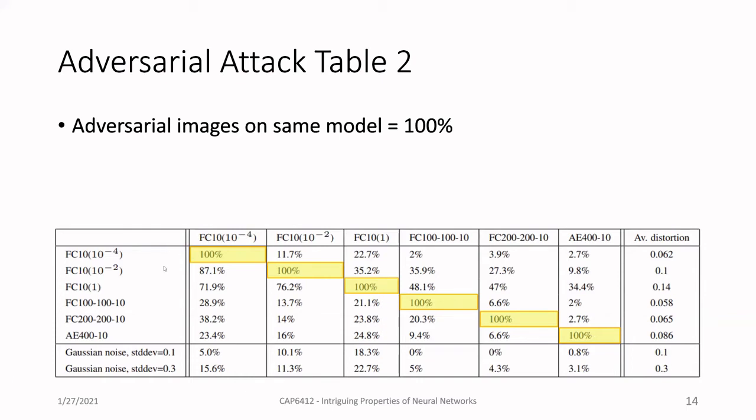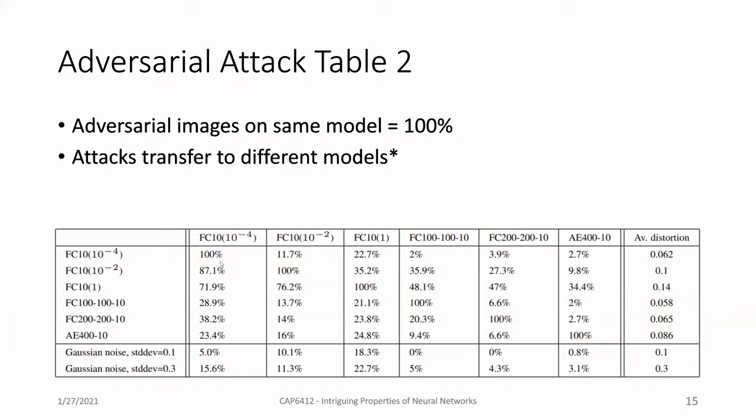So now we try to see how these adversarial samples behave when sent to different models. Consider the third model, which is FC10. We know that FC10 gives a 100% fool rate when sent to the same model. But what if we send to FC10 10 power minus 4, the first model? It gives a fool rate of 71.9. This means 71.9% of the time, these adversarial samples were still valid, which is quite interesting.